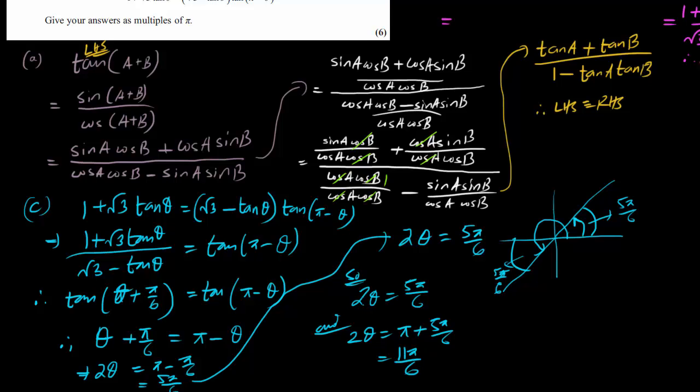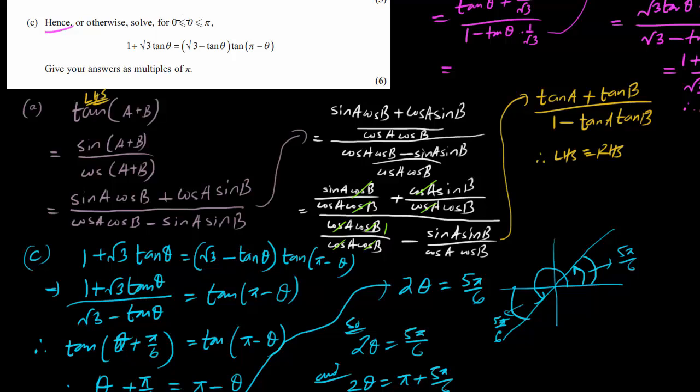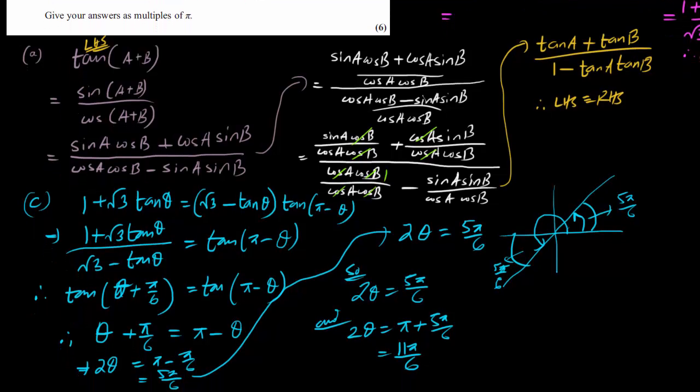Now remember, this is 2 theta. So for a range of 0 to 360 degrees, that is 0 to 2 pi, there are supposed to be 4 values because of multiple angles. But since our range is given as 0 to pi, meaning half of that range, 0 to 180 degrees, instead of 4 values, we're supposed to get 2 values. So these 2 should do. The final part would be finding the value of theta. If 2 theta is 5 pi by 6, theta would be 5 pi by 12 and 11 pi by 12. That is the answer.